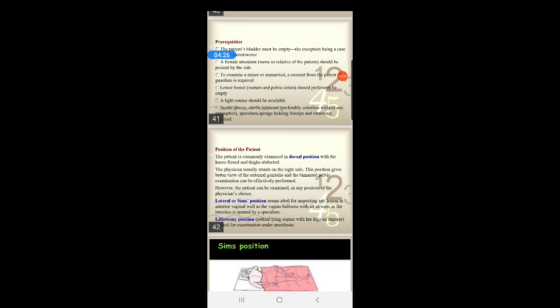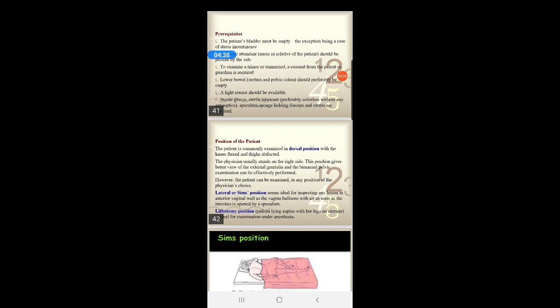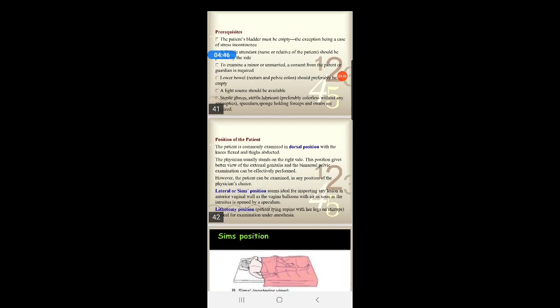Then the lower bowel, rectum, and pelvic colon should preferably be empty, because if the rectum is loaded with feces, it gives a false impression. So the bladder should be empty, and the lower bowel should also be empty. A good light source should be available, and the light should be focused on the part which we are going to examine. Then we need sterile gloves. Gloves should be sterile.